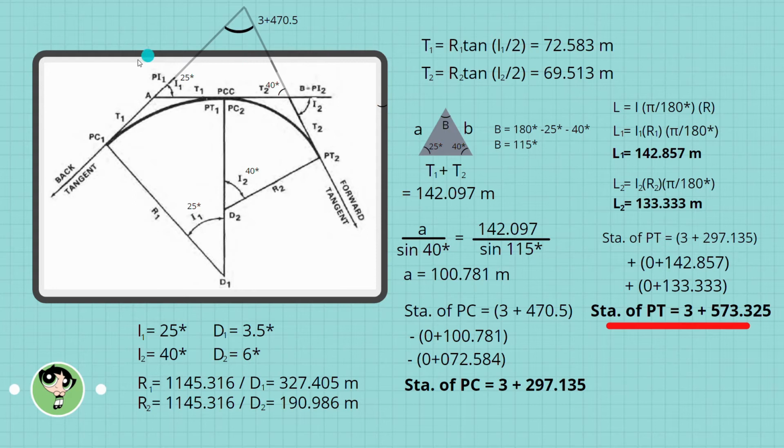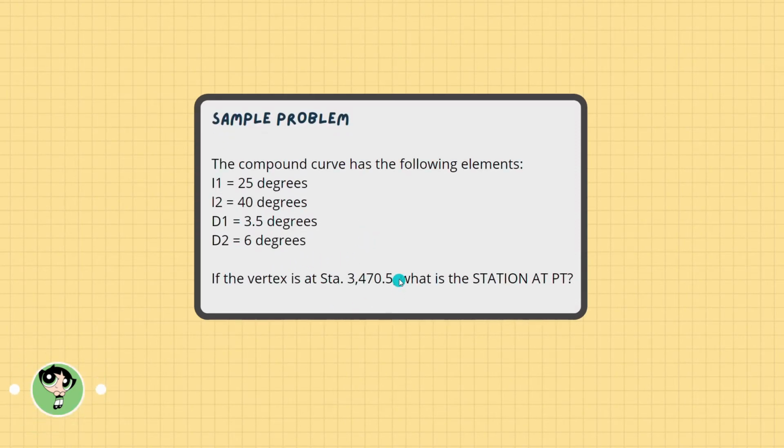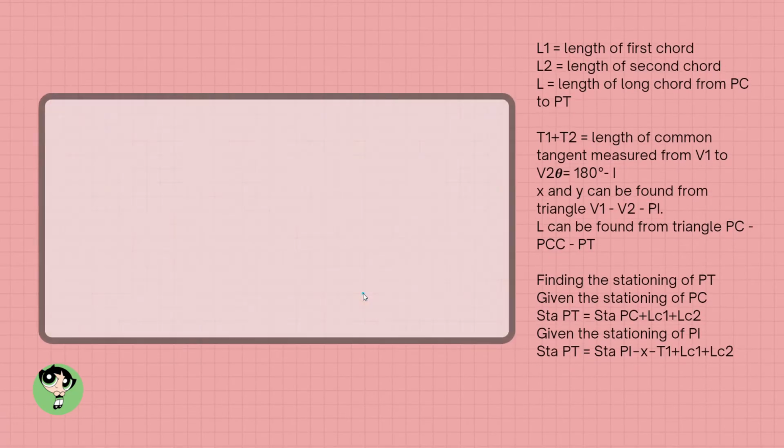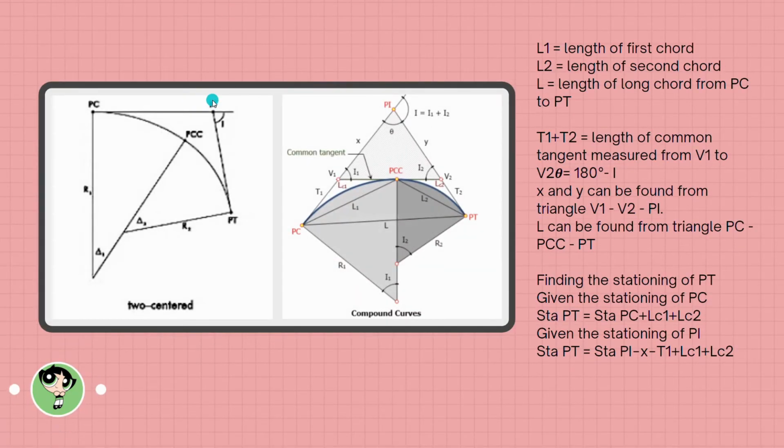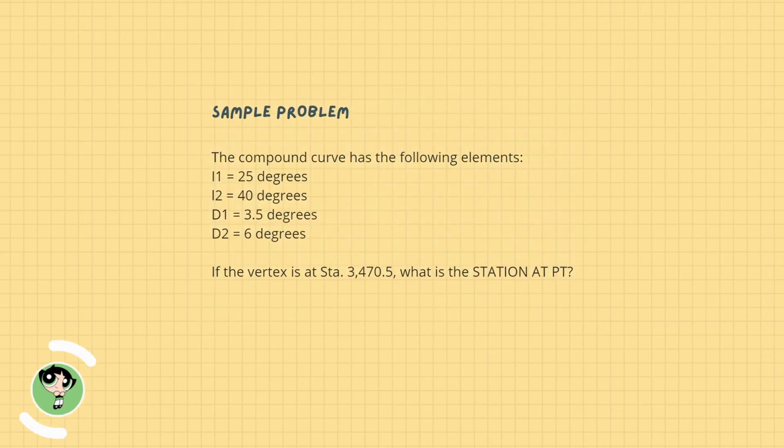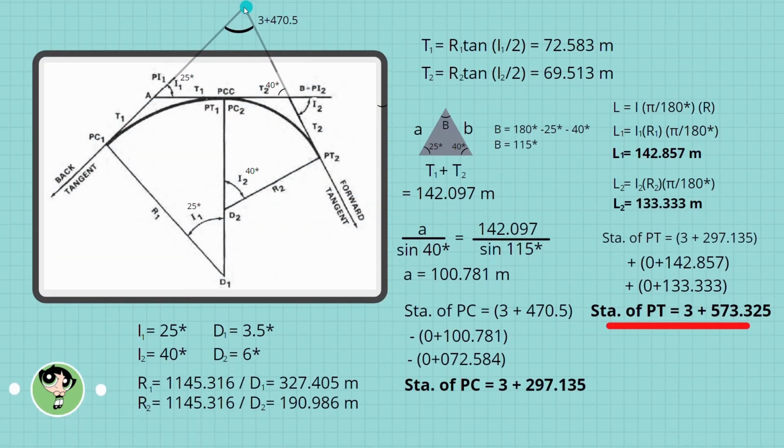Okay. So, here is our diagram. This is our back tangent, as I said earlier. This is our forward tangent. What was said earlier is that our vertex is at station 3,470.5. So this is our vertex, and therefore this is our station 3,470.5.